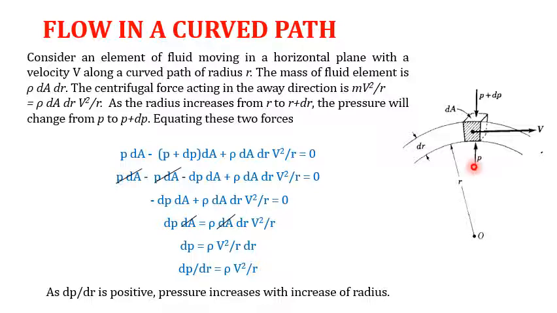So pressure on this face, which is closer to the center, is P, and it will be perpendicular to the area and directed into the area. With the increase of the radius, the pressure increases by dP, and it is directed into the area, opposite to the direction of that of P. As you know that the motion is in a circular path, so centrifugal force will be acting, and centrifugal force is given by mv square over r, and it will act in the direction away from the center.